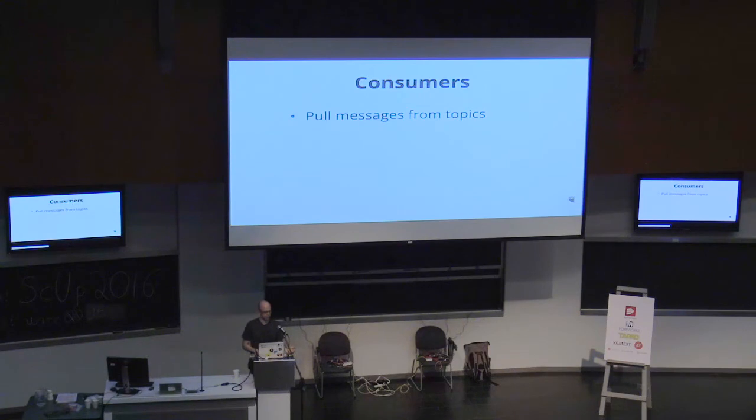Consumers, as opposed to many other messaging systems, Kafka consumers pull data from the partitions. They don't get pushed data ever. And all they track is their current offset in each partition. So this makes consumers really cheap. They just have to store a single number.